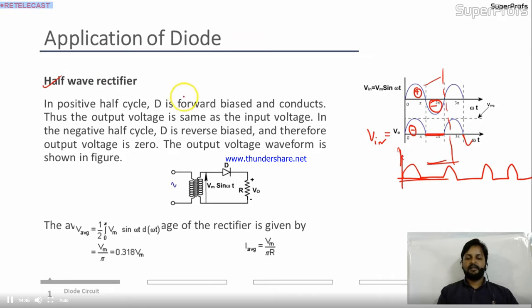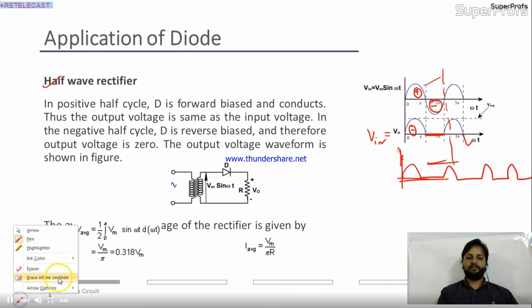Is it okay? So in the positive half cycle, D is forward bias and conducts. Thus the output voltage is same as the input voltage, and in the negative half cycle D is reverse bias, and therefore output voltage is 0. The output voltage waveform is shown in the figure.